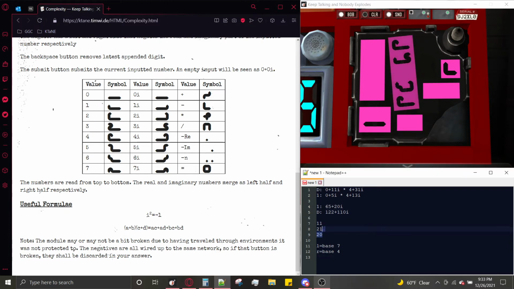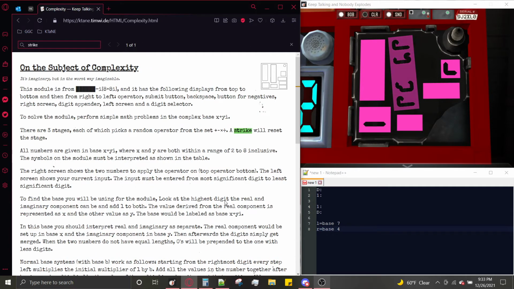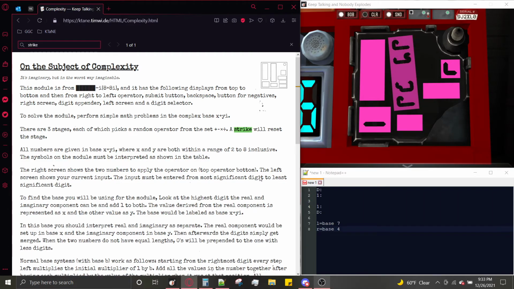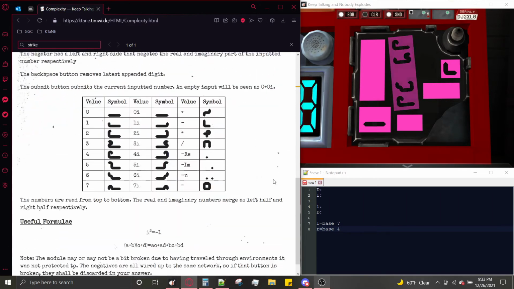The module will solve once we do all 3 stages, and the bases of the left and right side of the numbers are going to stay consistent through each stage. It even stays consistent if you get a strike. A strike will reset the stage. So if you get a strike by inputting the wrong thing, you'll just get a different stage, but you're not going to go back to stage 1, and the bases will stay the same for the left and right side of the number. So we've got 2 more stages to do examples of.